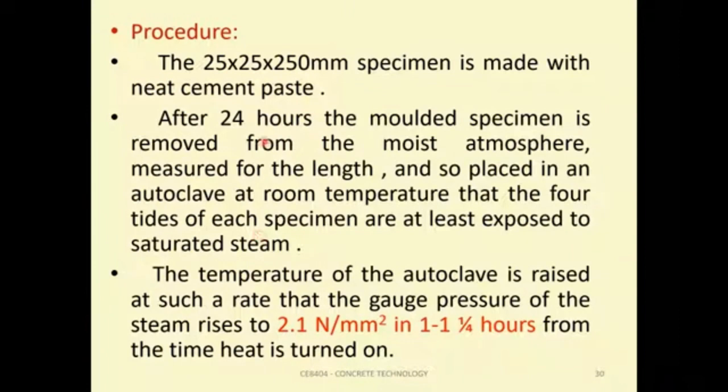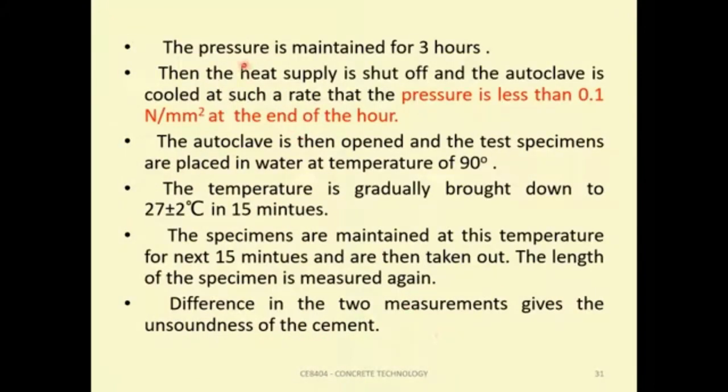In this test, a specimen of 25 x 25 x 250 mm is cast. After 24 hours of molding, it is removed and placed in an autoclave machine at room temperature. Four stands are used for the specimens. The temperature in the autoclave is raised at a rate such that the gauge pressure rises to 2.1 Newton per mm square in 1 to 1.5 hours. Then the heat is kept on. This pressure is maintained for 3 hours.